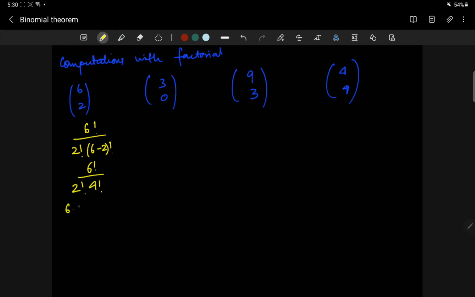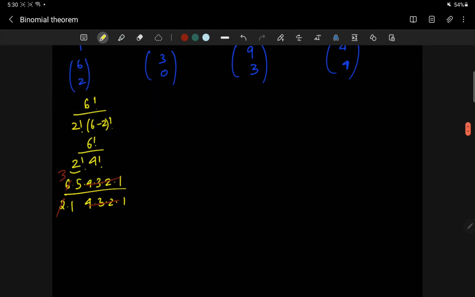Now what is that? That's 6 times 5 times 4 times 3 times 2 times 1. 2 factorial is 2 times 1. 4 factorial is 4 times 3 times 2 times 1. But these are all multiplied and divided, so you can cancel things. You notice that this entire chunk cancels out and this becomes 3. So this comes out to 15.